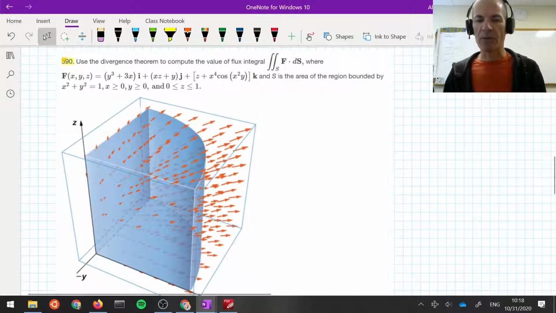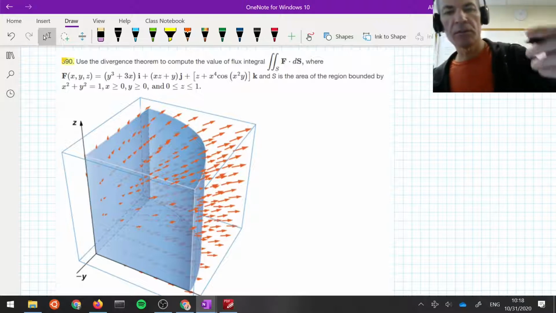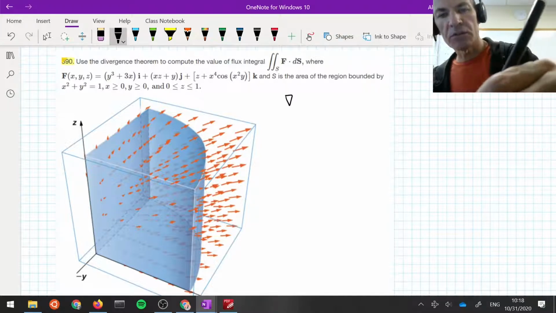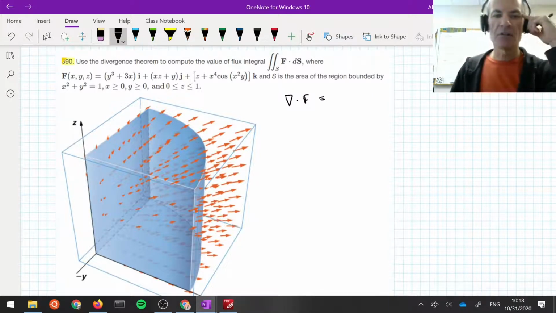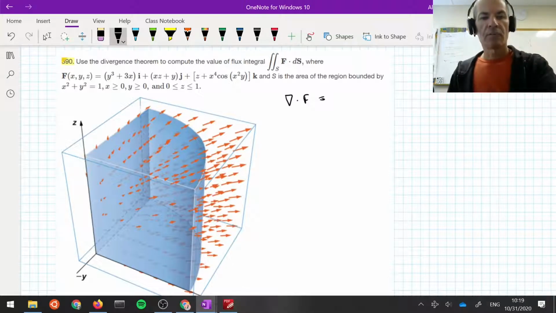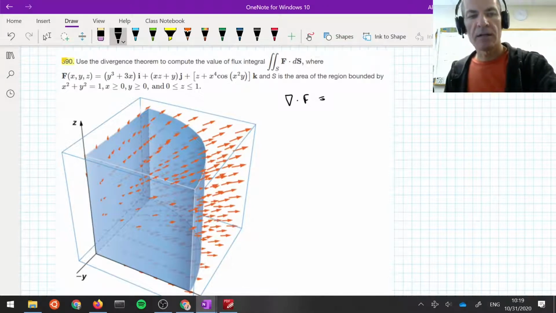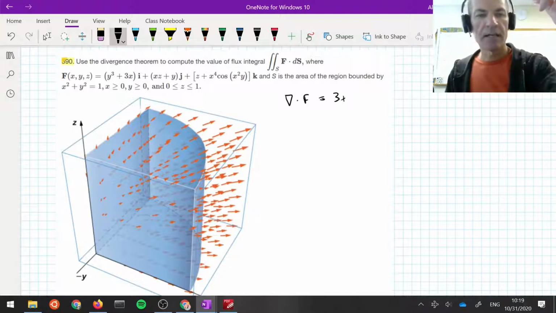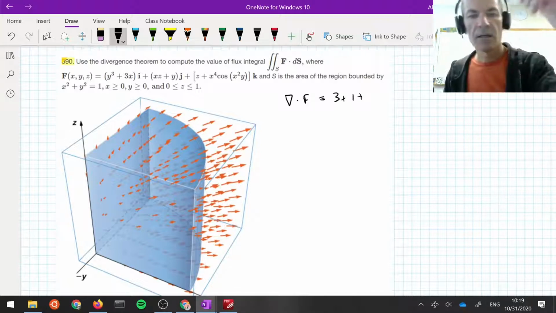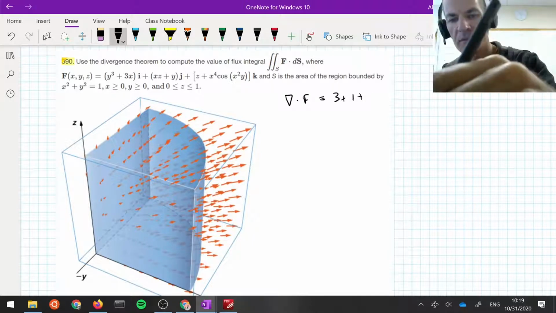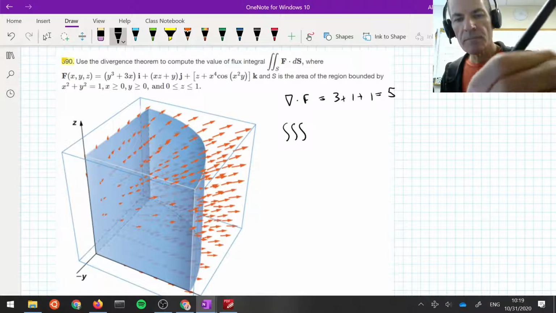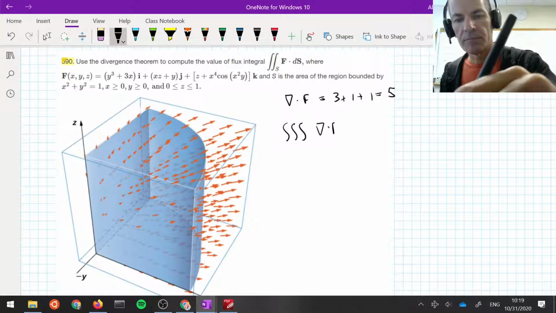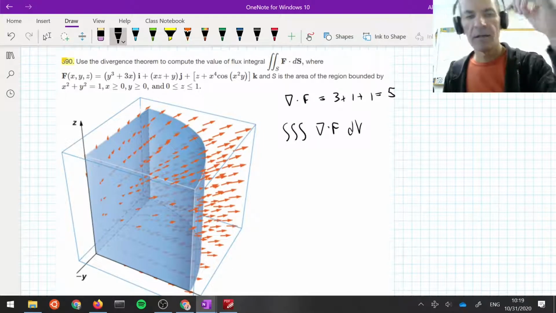All right, here we have another one where we're actually shown the shape. Let's work through this. We're supposed to compute the flux integral. Again, we're going to convert that flux integral to the divergence over some volume. Let's compute the divergence of this f. The derivative of the first component with respect to x is 3. The second component with respect to y is 1. And the third component with respect to z is also 1. We get 5. This surface integral becomes the integral of the divergence of f dV.